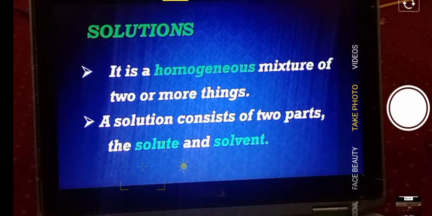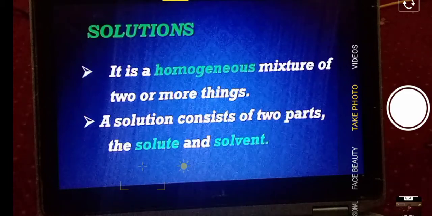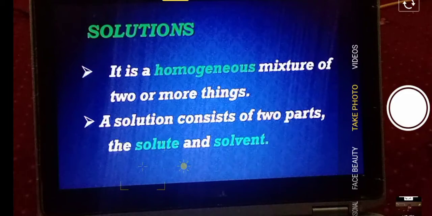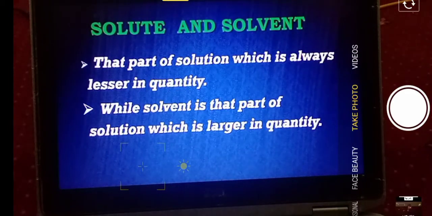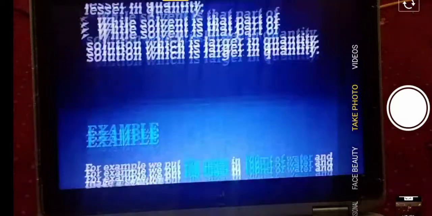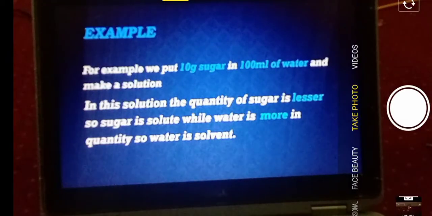Like this, we mix salt in water. So here we have two parts of this solution. Salt acts as the solute, and the water is the solvent. As we know, water is more in quantity, so it is called the solvent, and salt is less in quantity, so it is called the solute. The definition of solute and solvent: the part of a solution which is always lesser in quantity is known as the solute, while the solvent is that part of the solution which is larger in quantity. As I said, we mix salt in water, so we make a solution. So salt is the solute and water is the solvent.